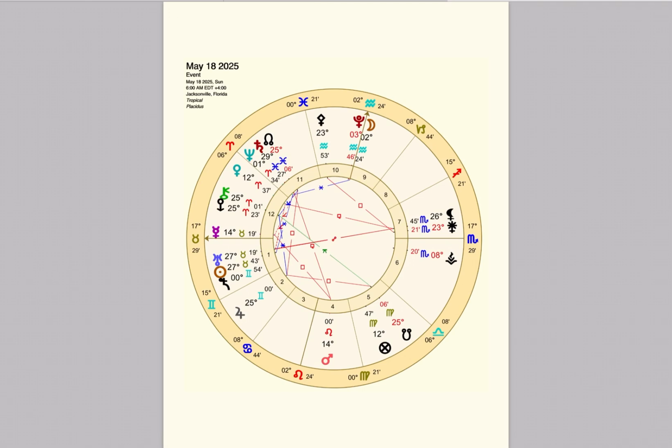So the sun was at 27 degrees of Taurus. The moon is at 2 degrees of Aquarius. Mercury is at 14 degrees of Taurus. Venus is at 12 degrees of Aries. Mars is at 14 degrees of Leo. Jupiter is at 25 degrees of Gemini, and Saturn's at 29 degrees of Pisces.